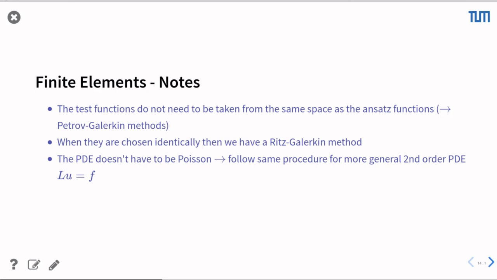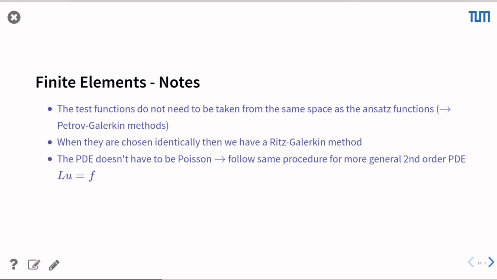And the answer is you don't have to. When you choose a different space for the test functions, it's called the Petrov-Galerkin method, and you actually need to do that for a lot of problems. It's not always possible to choose these functions from the same space. When they're chosen identically, as we have here, it's called the Ritz-Galerkin method, but that's not particularly relevant. They're often just called Galerkin methods. And the PDE obviously does not have to be the Poisson equation, it does not have to be in 1D, and the grid does not have to be an equidistant grid.